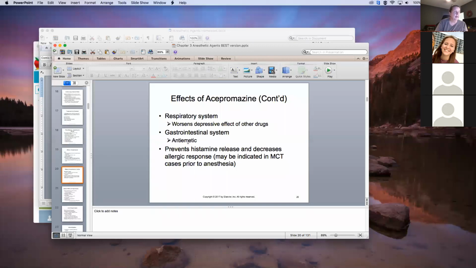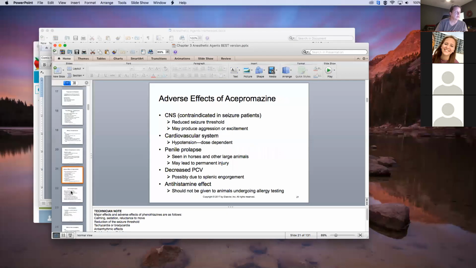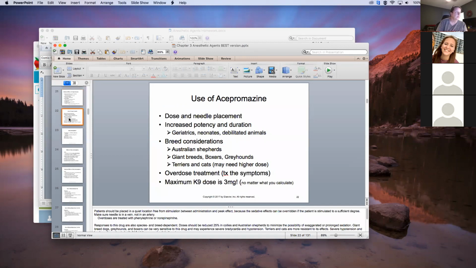Some antiemetic effect, prevents histamine release. The key: penile prolapse. That's an issue if we're talking about mostly stallions. The penis in a male dog doesn't retract as far as a stallion. So that's why it's really important in horses. We talked about the dogs that have sensitivities. And then if you have an overdose, you treat the symptoms because it has no reversal.